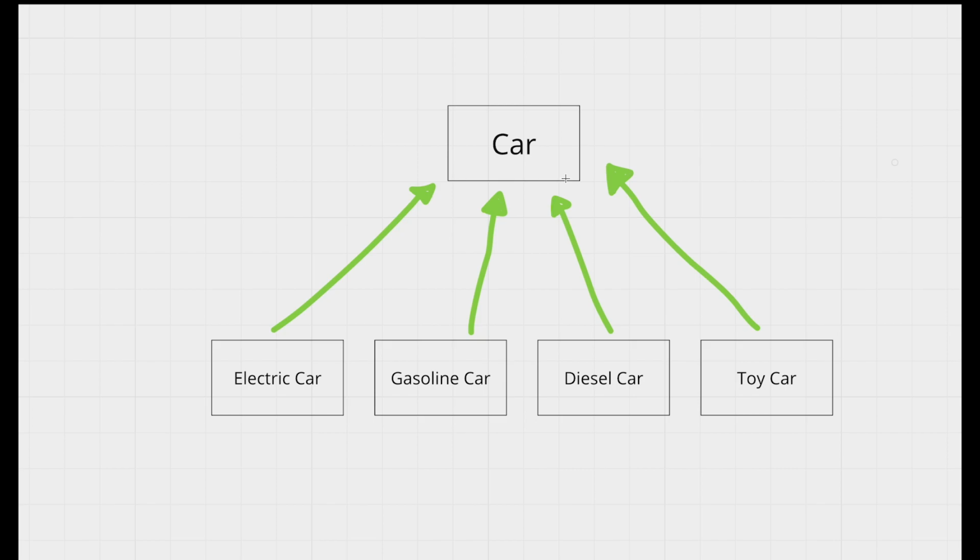Now, all of these different types of cars are still cars, which means that they inherit from the car class. And when we want to construct a gasoline car, we'll just say new gasoline car. And the gasoline car extends the functionality of a car. Okay, now let's go back to VS Code and actually implement this.